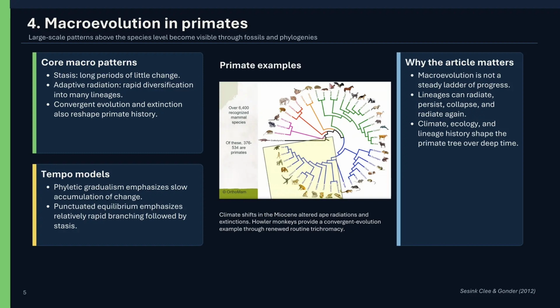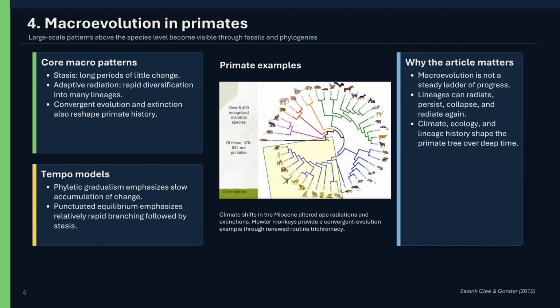New World monkeys split from Old World monkeys roughly 30 to 50 million years ago, but their later diversification is complex. They show a combination of early radiation, a period of stasis, and later extinction of many early lineages, followed by another burst of diversification into modern crown lineages.